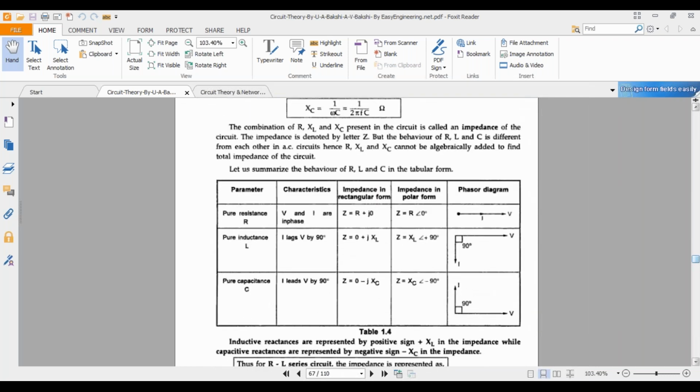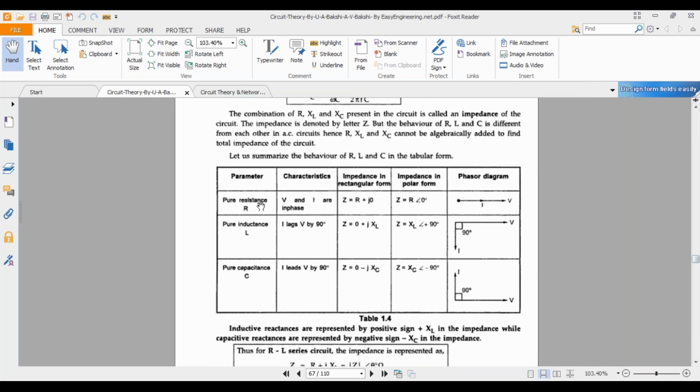The summary is that in a resistance, voltage and current are in phase. That means the impedance offered by the resistance is Z equal to R only, whereas the imaginary term for the resistance is 0. This impedance is in rectangular form, and this is in polar form, a magnitude and an angle. The phasor diagram for resistance has V and I drawn in phase.